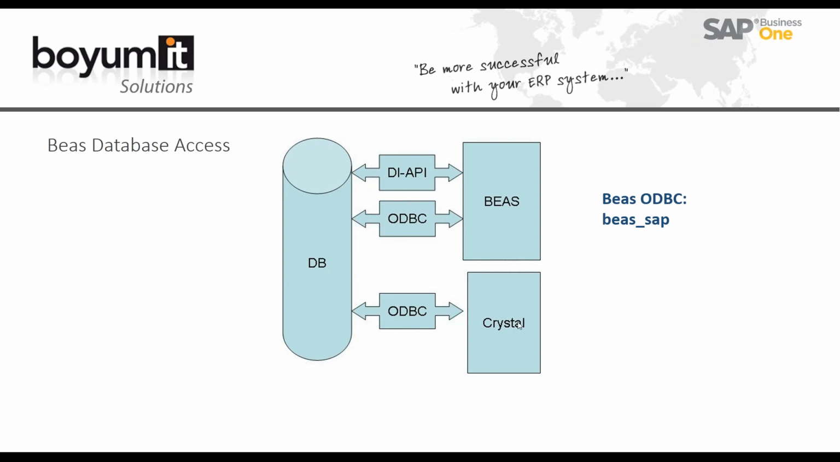Also, it's possible to create a Crystal Report that is set up on Beas, and this Crystal Report needs the database connection, the ODBC connection. When you install Beas, the client installation already prepares an ODBC connection whose name is Beas_SAP.